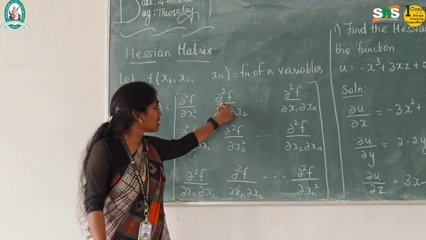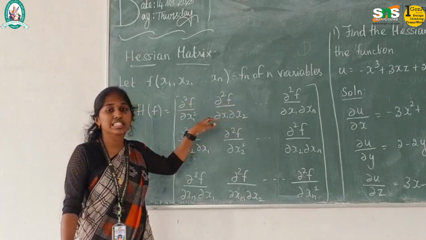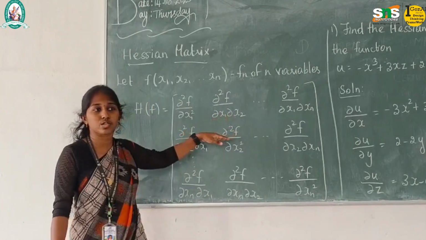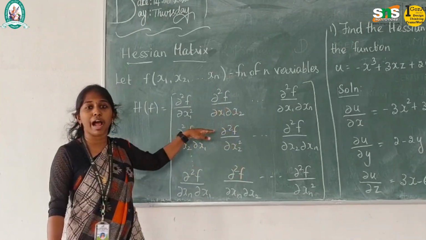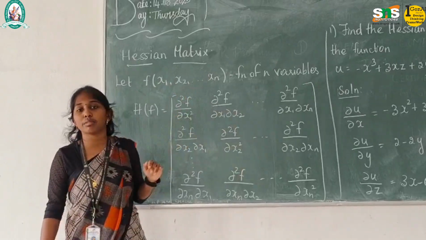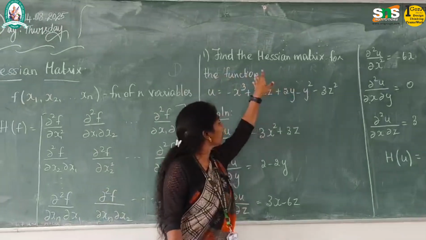Square. And the next one is the second partial derivative of f, dou square f by dou x1 into dou x1. Similarly, we are going to find the second derivative values for all the x1, x2 up to xn. We are finding the matrix, that is the Hessian matrix. Next, we are going to see one problem in the Hessian matrix. So this is the problem.